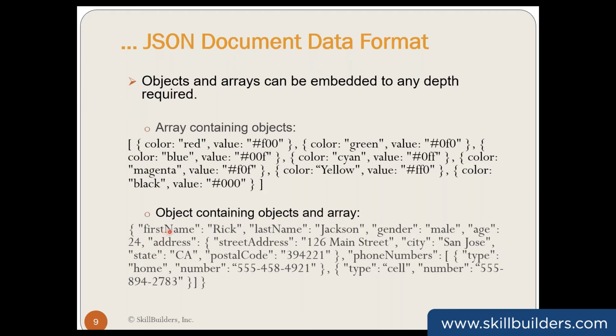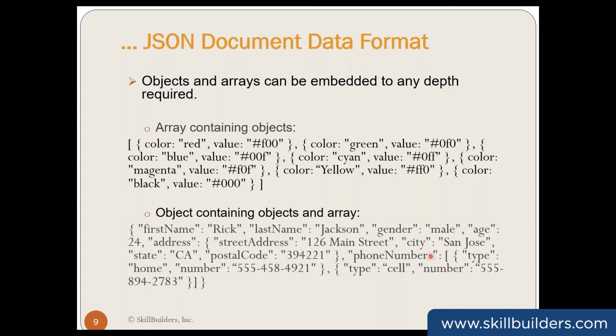Here's an object. The first element is first name. There's the value. Last name, gender, age. But notice address. Address has multiple parts. Therefore, we're going to make it an object. There's only one address, so all we need is a curly brace, and we have the different parts of the address. Street address, city, state, postal code, and so on. Close curly brace. Now we have phone numbers.